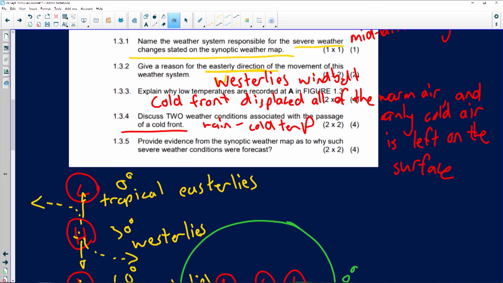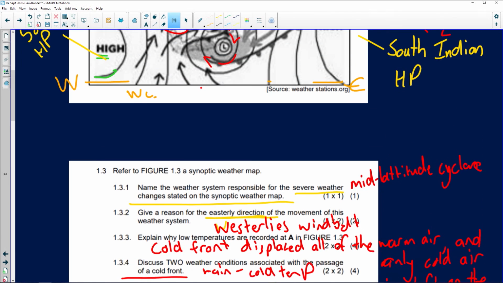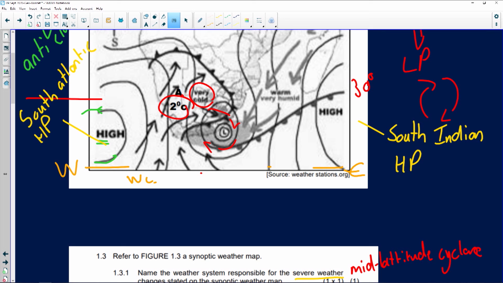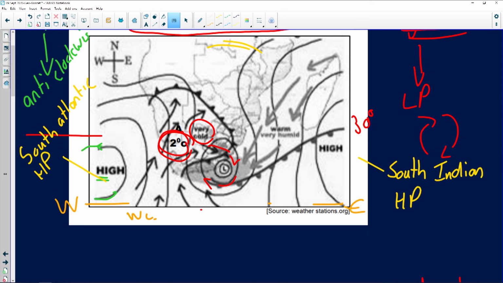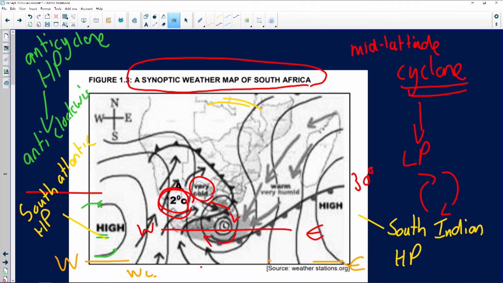Provide evidence from the synoptic weather map as to why such severe weather conditions were forecast. Simple reason: you look at the cold temperatures. It's evidence from the synoptic chart, and you have your mid-latitude cyclone showing you the cold front moving from west to east. Okay, fantastic. So that's mid-latitude cyclones.